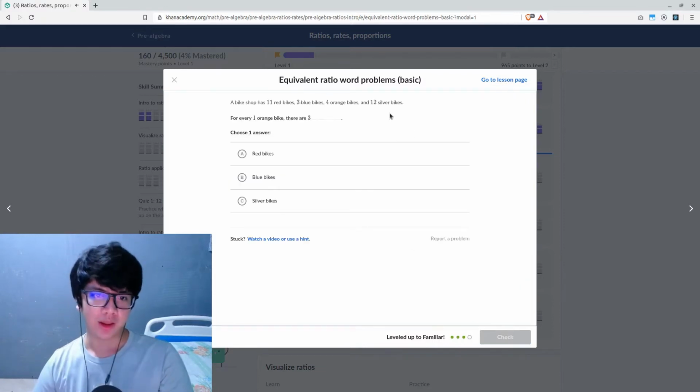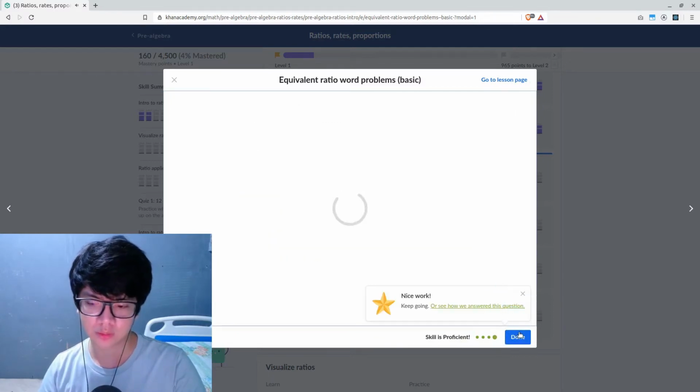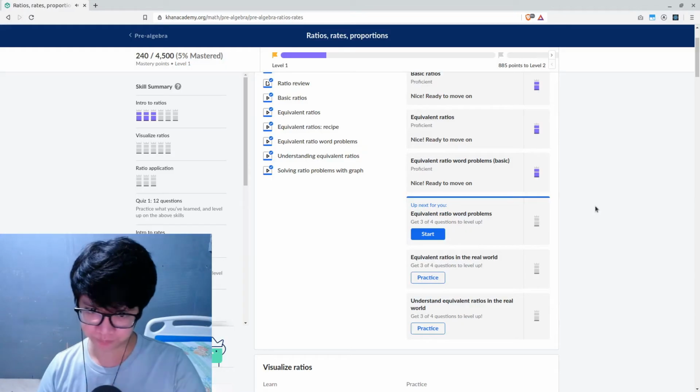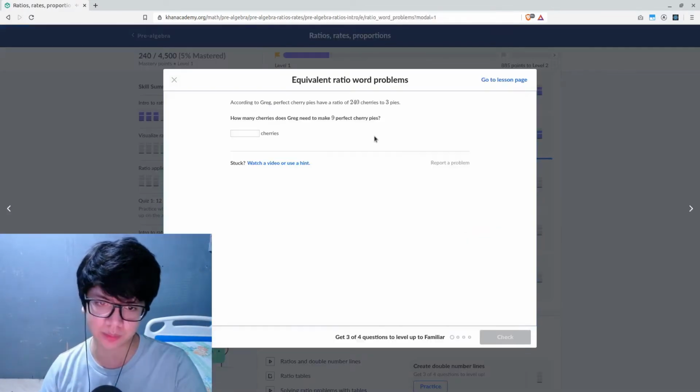Cool. A bike shop. There's 11 red bikes, 3 blue bikes, 4 orange bikes, and 12 silver bikes. For every 1 orange bike, there are 3 silver bikes. We want ratio word problems. Oh god, I hate word problems.